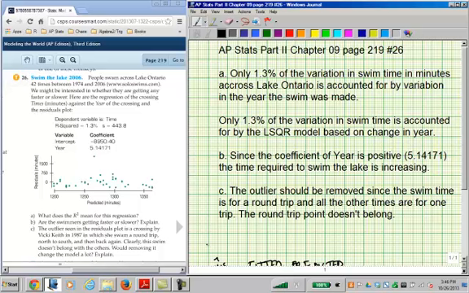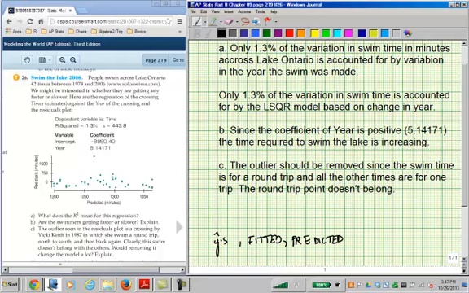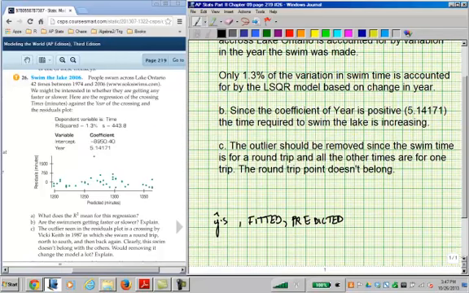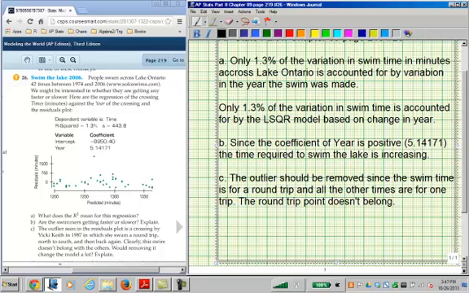So, should it be removed? The outlier should be removed since the swim time is for a round trip, and all the other times are one way, so the round trip doesn't belong. But let's see, I've got to wipe this out. But removing it will not affect the model.